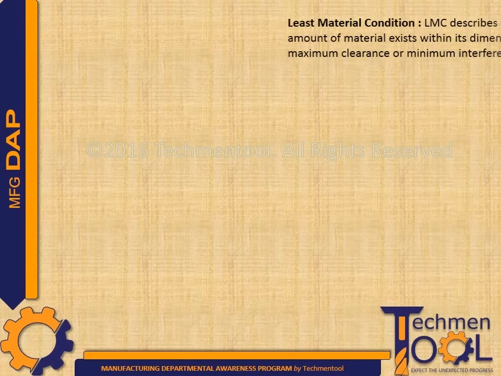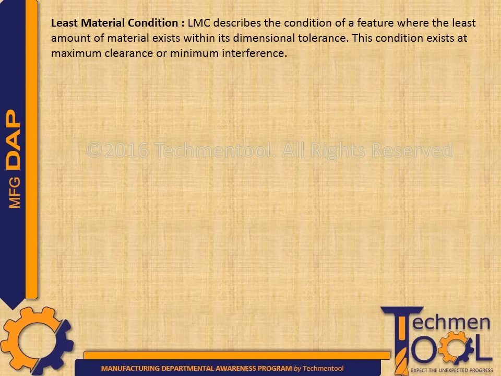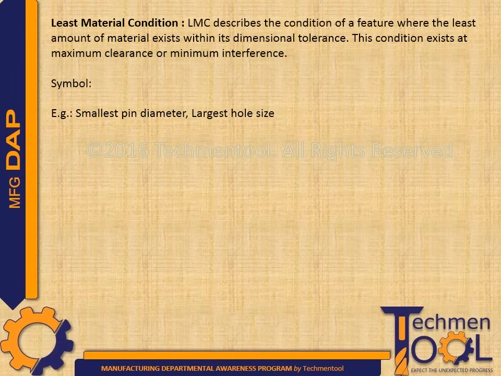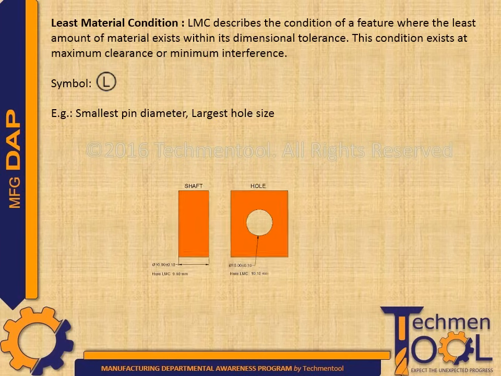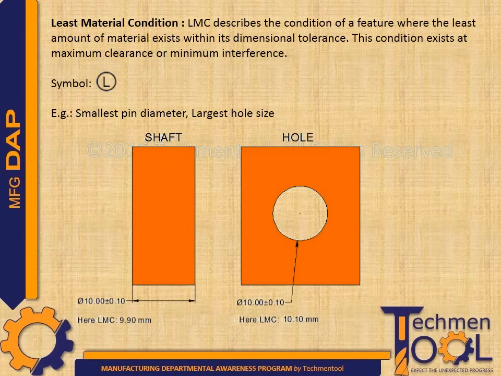Least material condition, LMC. LMC describes the condition of a feature where the least amount of material exists within its dimensional tolerance. This condition exists at maximum clearance or minimum interference. Example, smallest pin diameter, largest hole diameter. In the following example, we can see that for a shaft with diameter 10 mm plus or minus 0.1 tolerance, LMC is equal to 9.9 mm. And for the hole diameter 10 mm plus or minus 0.1 tolerance, LMC is equal to 10.1 mm.